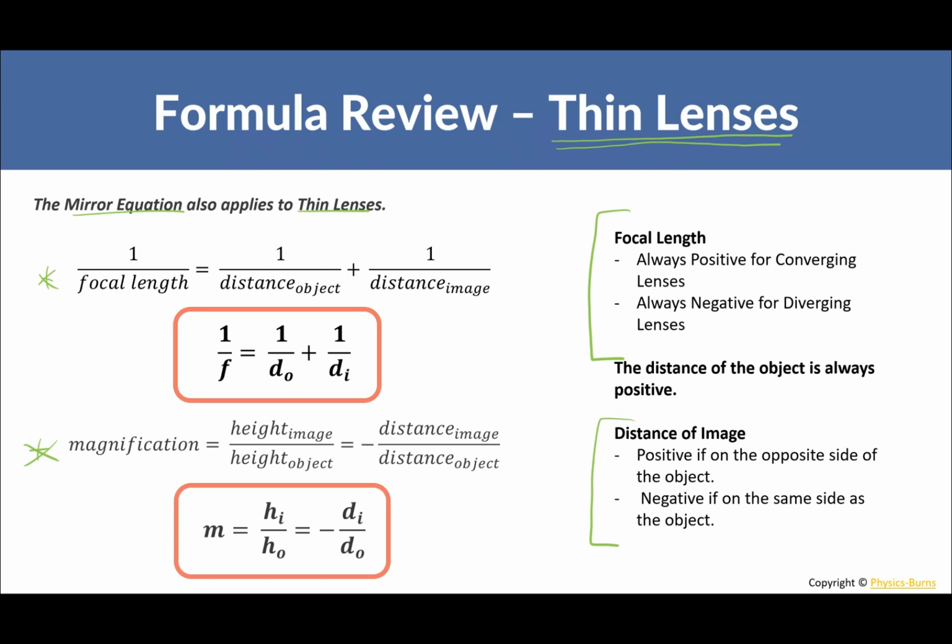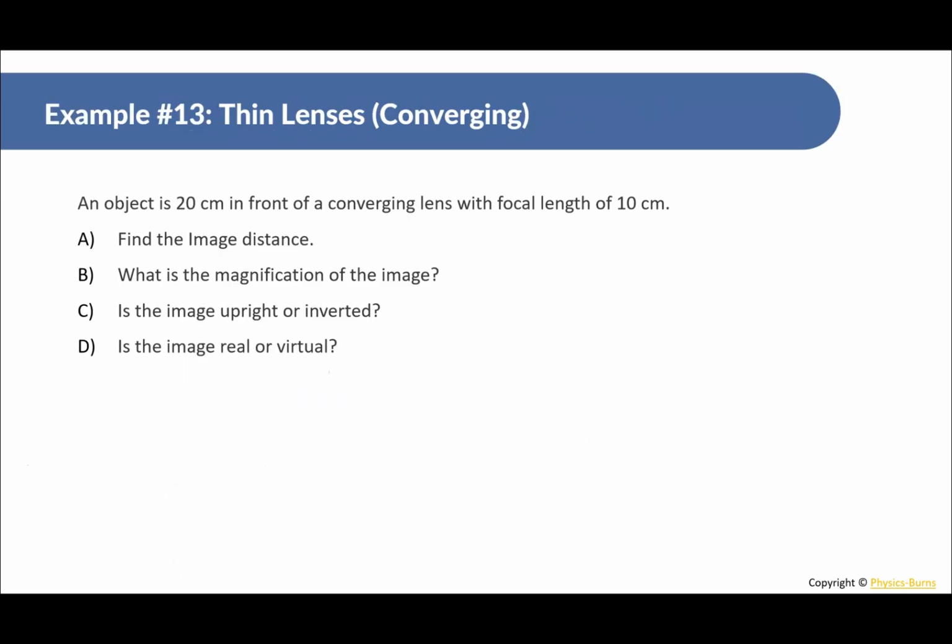Alright, so let's continue with this. If you need to pause it to write it down, please do that. Okay, so example number 1. An object 20 centimeters in front of a converging lens with a focal length of 10 centimeters. I guess I will draw it, but you don't have to draw it. If you just want to, you can.